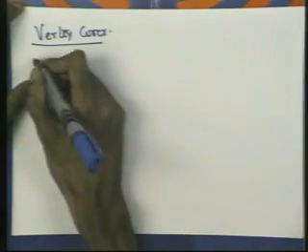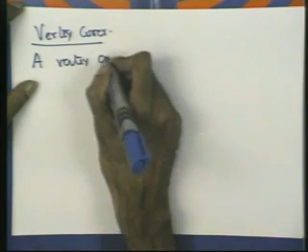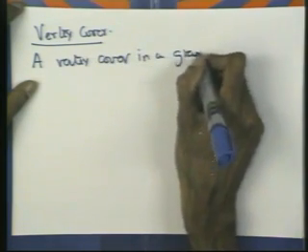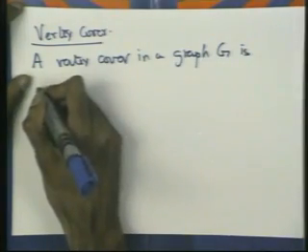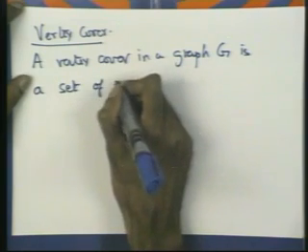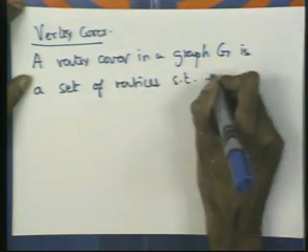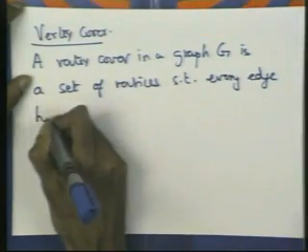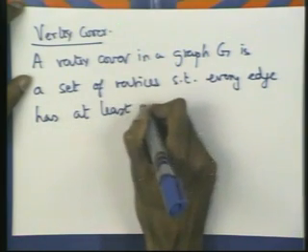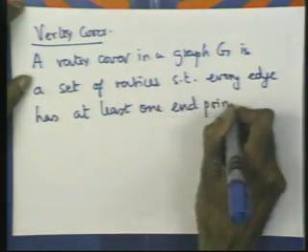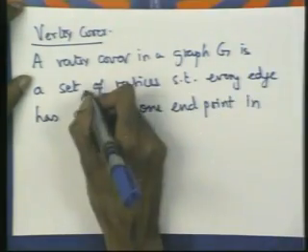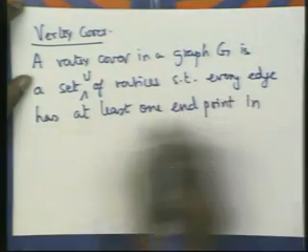Okay, our next problem is called vertex cover. So what's a vertex cover? A vertex cover in a graph G is a set of vertices, let's say U, such that every edge has at least one endpoint in this set U.